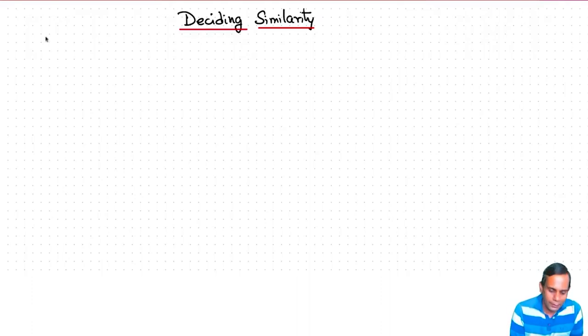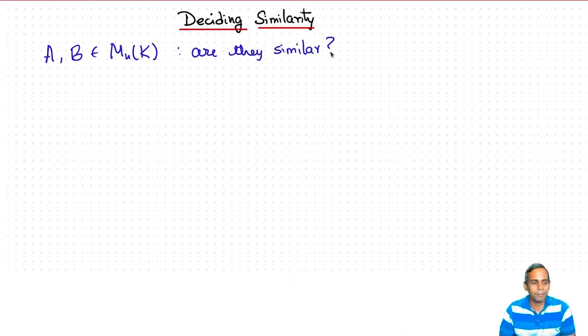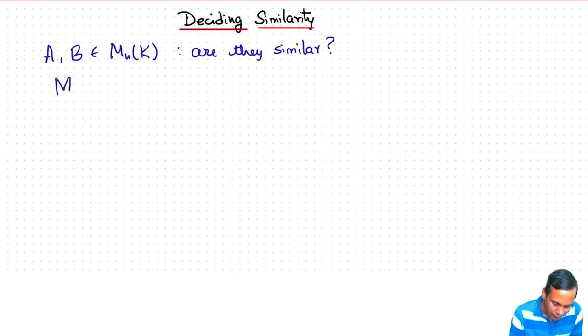Given two matrices A and B in M_n(K), how do we decide whether or not these two matrices are similar? We'll see in this lecture how to solve this decision problem. Remember that given a matrix A, we can define a K[T] module M_A.